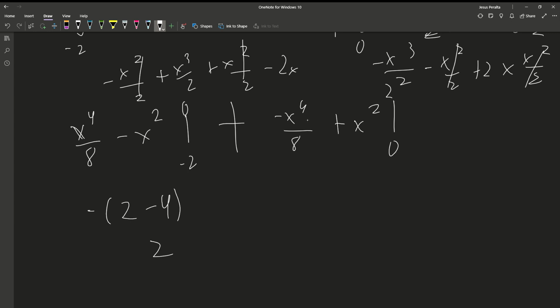Then you plug in 2 to this side, and you're going to get negative 2 plus 4. So from here you get 2 as well. So you do 2 plus 2, which is equal to 4.